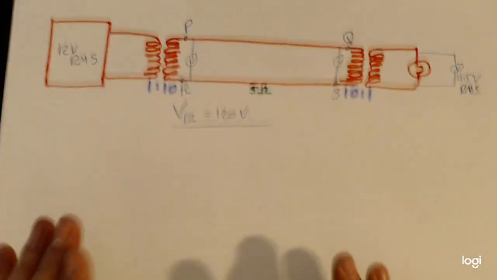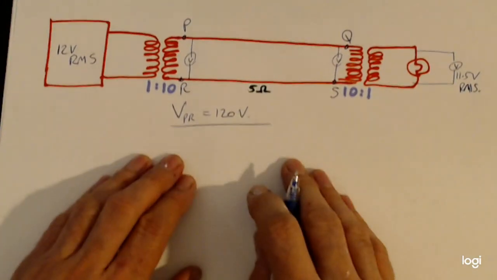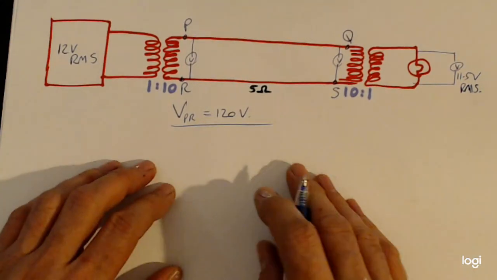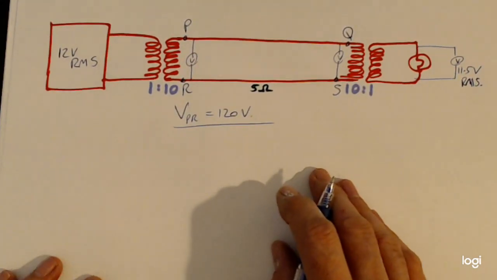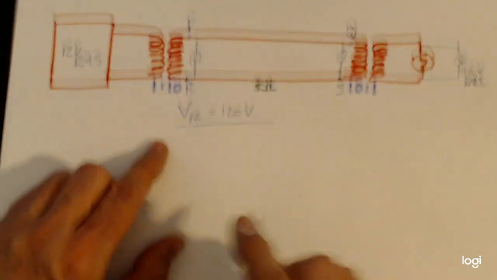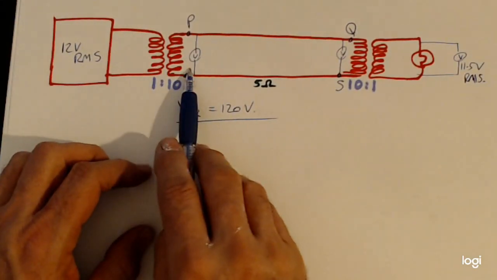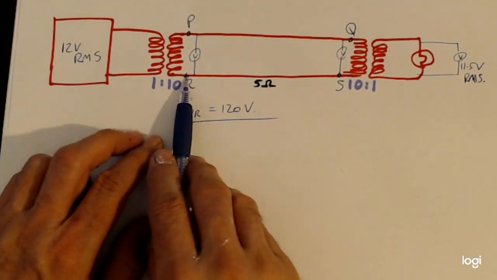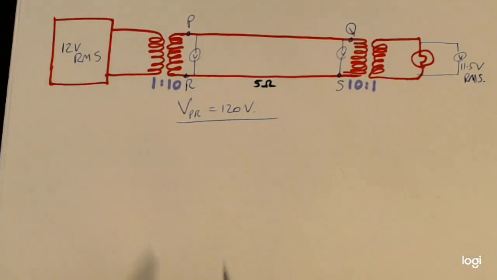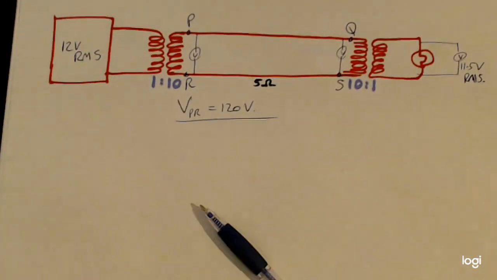You can either use that explanation, or you can do what the solution did, which just applied the formula, right? V primary over V secondary equals N primary over N secondary. You can do that. All right, either way works.